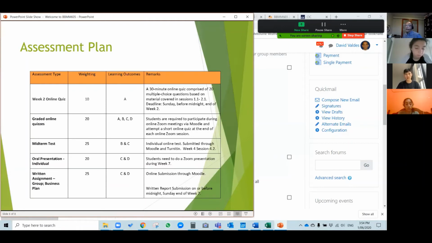So here are the assessments, which I expect you will be able to do by the end of the term. There's the usual week 2 quiz, which is available starting next week, Sunday next week. To give you the exact date, the week 2 quiz will be open on the 14th of June, and the deadline for submission will be the 21st of June before midnight of Sunday, the 21st.